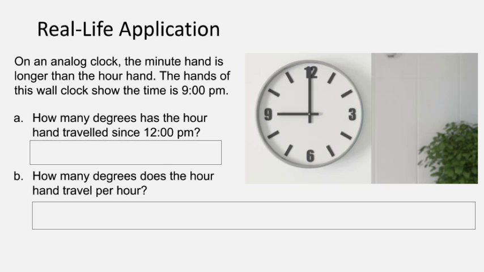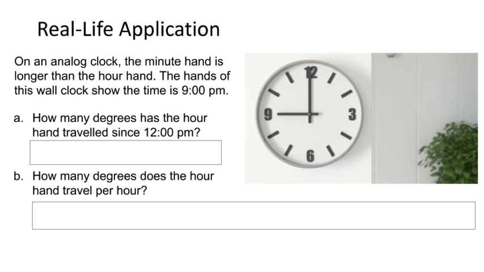Now here's another real-life application. On an analog clock, that's the old-fashioned clock, the minute hand is longer than the hour hand. The hands of this wall clock show the time is 9 o'clock p.m. Question A, how many degrees has the hour hand traveled since 12 o'clock p.m.? So the hour hand, the little hand, was once at the 12. How many degrees did it go around to get to the 9 o'clock? Let's start with that question first, see if you can figure it out, and then we'll compare.